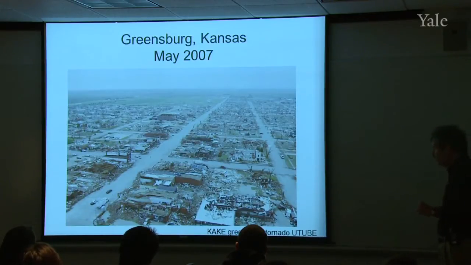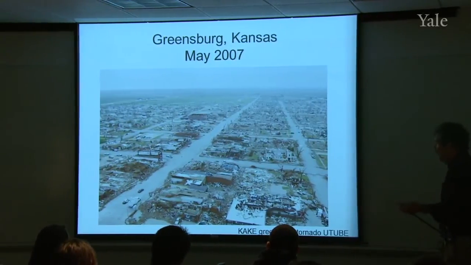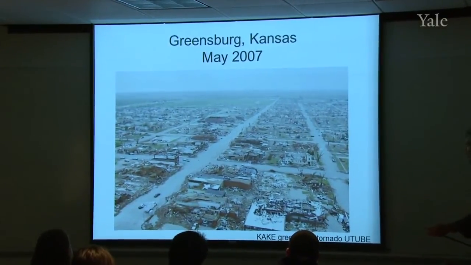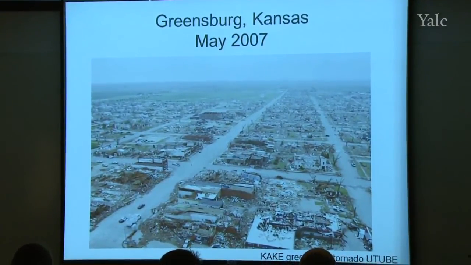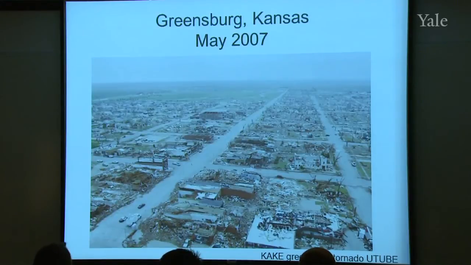tornado is like. And here's a picture from May 2007. The devastation in Greensburg, Kansas, really a whole town was, isn't that horrible? I mean, it's just everything wiped out. And the only way I could think of, and this is going to take a couple of minutes and maybe a little bit boring, we'll see, but I want to show you what the news was saying at this point.